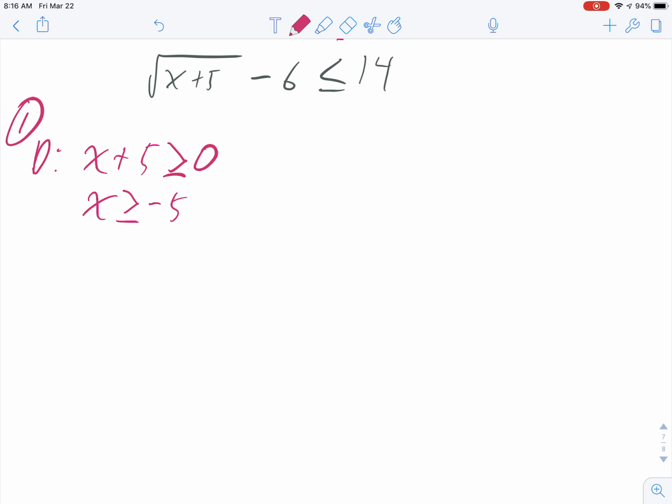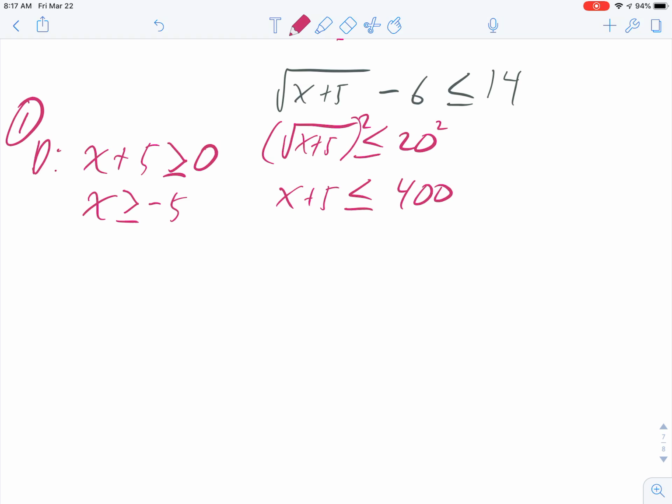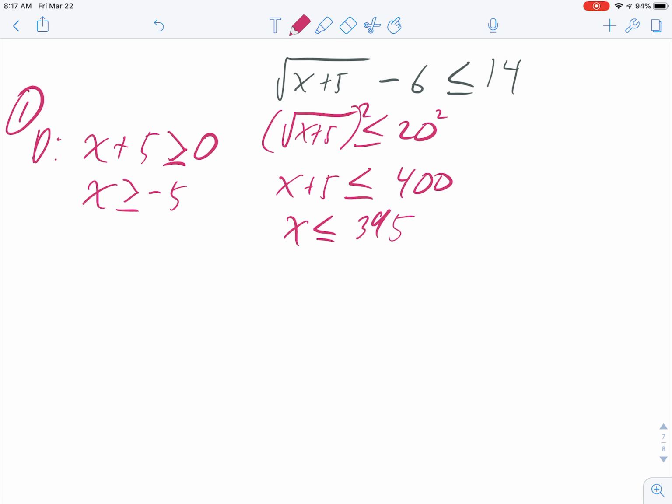So that was our first step. The second step is to actually solve it. I'm just going to move this over here. We solve this the same way we'd solve an equation. We're going to isolate the radical by adding the 6 to both sides, and then square both sides to get rid of the radical. So we have x plus 5 less than or equal to 400. In this case, that's a pretty straightforward solution. Subtract the 5. x is less than or equal to 395. And so now our solution to the inequality itself is this.